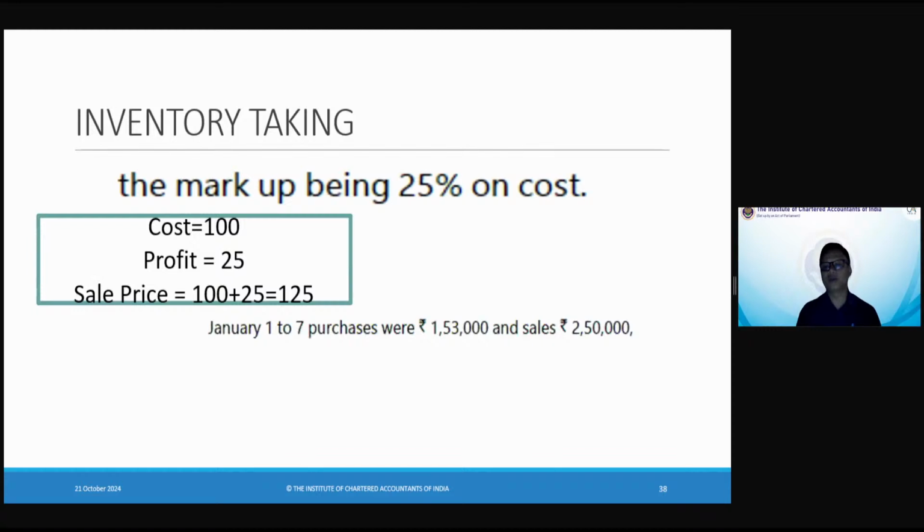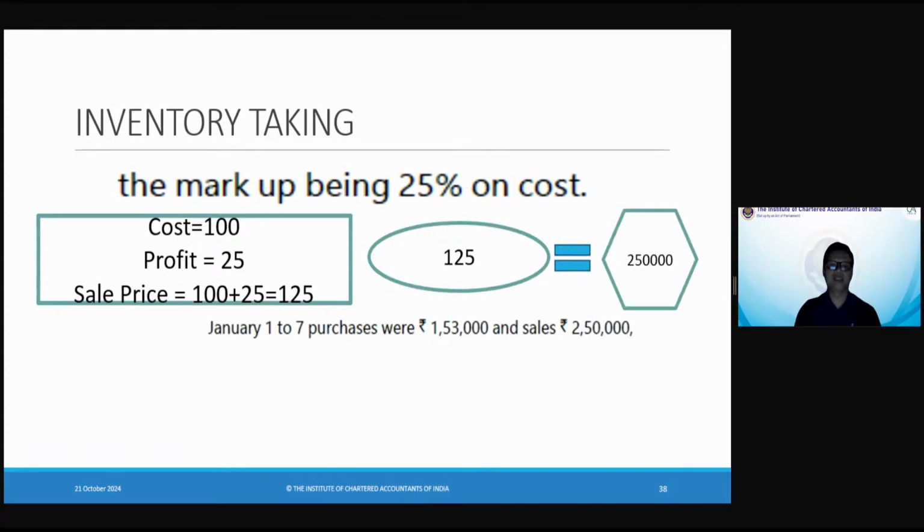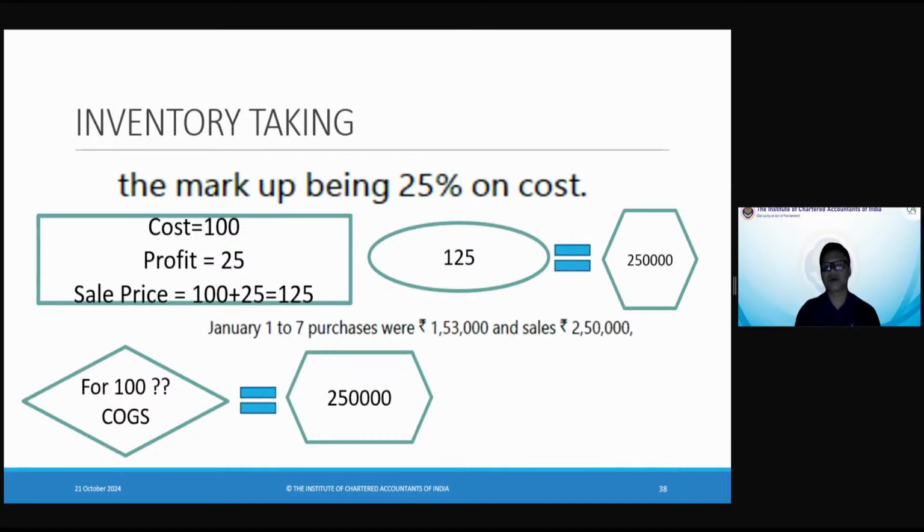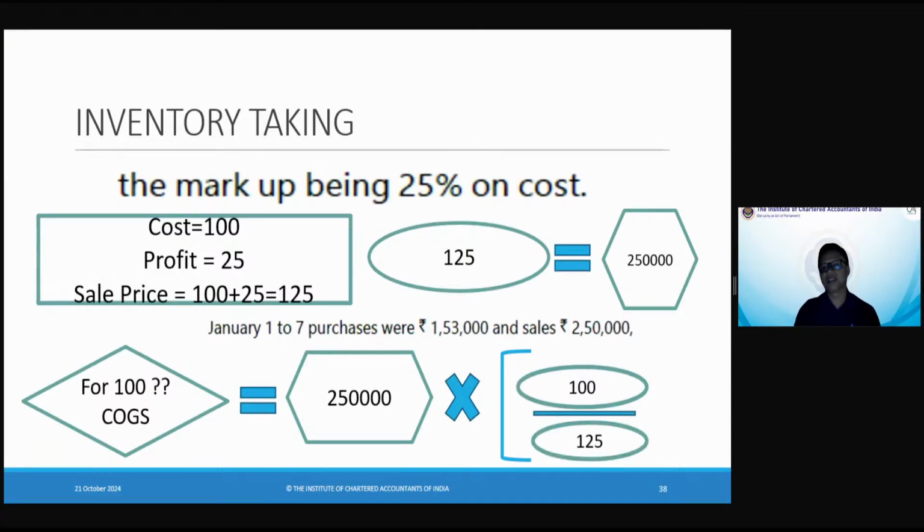So you have January 1 to 7 purchases of 1,53,000 and sales of 2,50,000. When the sales price is 125, it is equivalent to the 2,50,000 of sales. What we are interested in is the cost. So for 100, that is the cost of goods sold. We have to find this cost. So you take 2,50,000 multiplied by 100 divided by 125, because you are interested in the cost, and that will give you the figure for 100. I think up to now it is clear. No doubt in it.